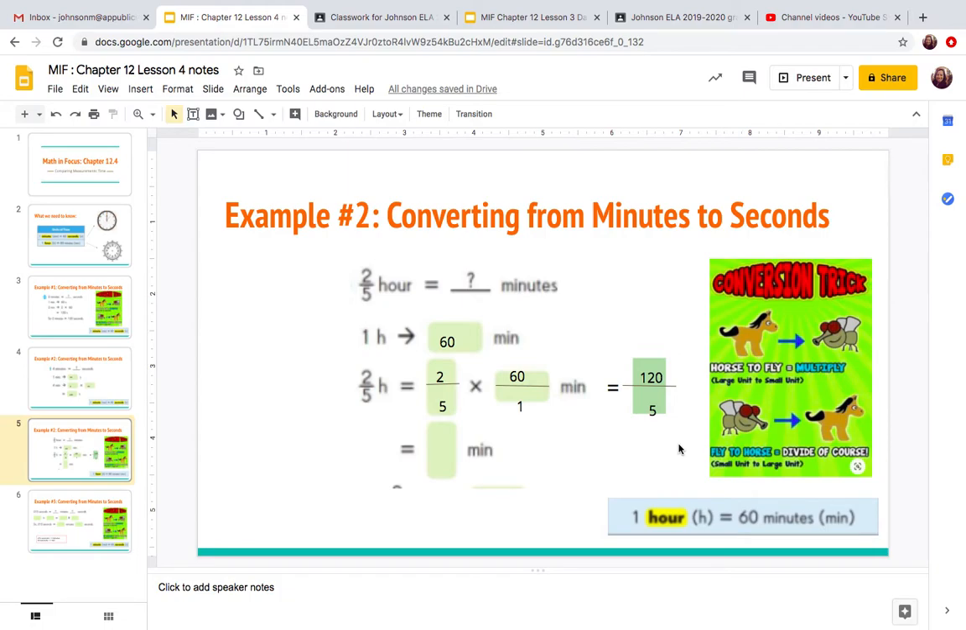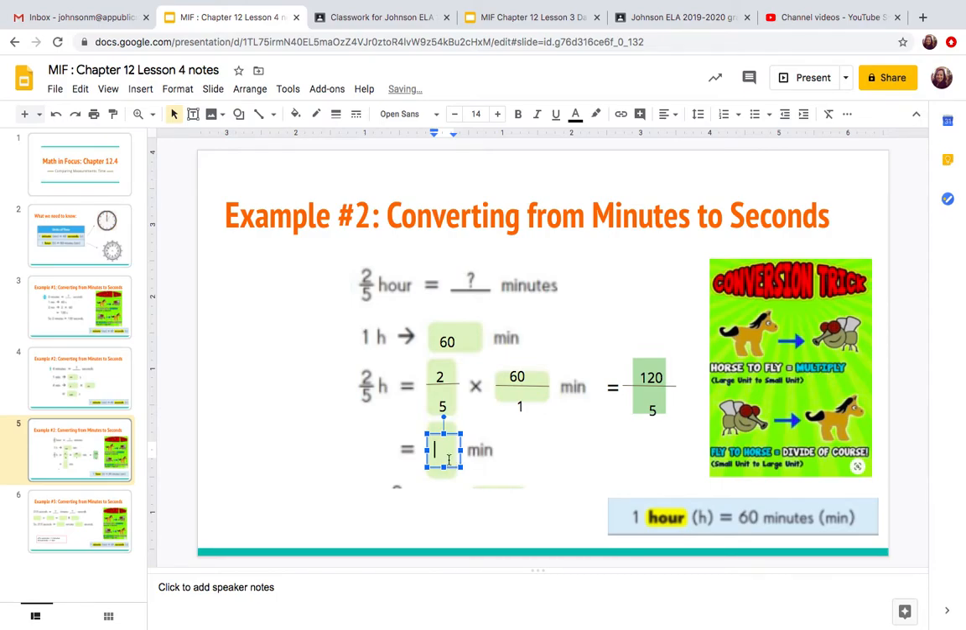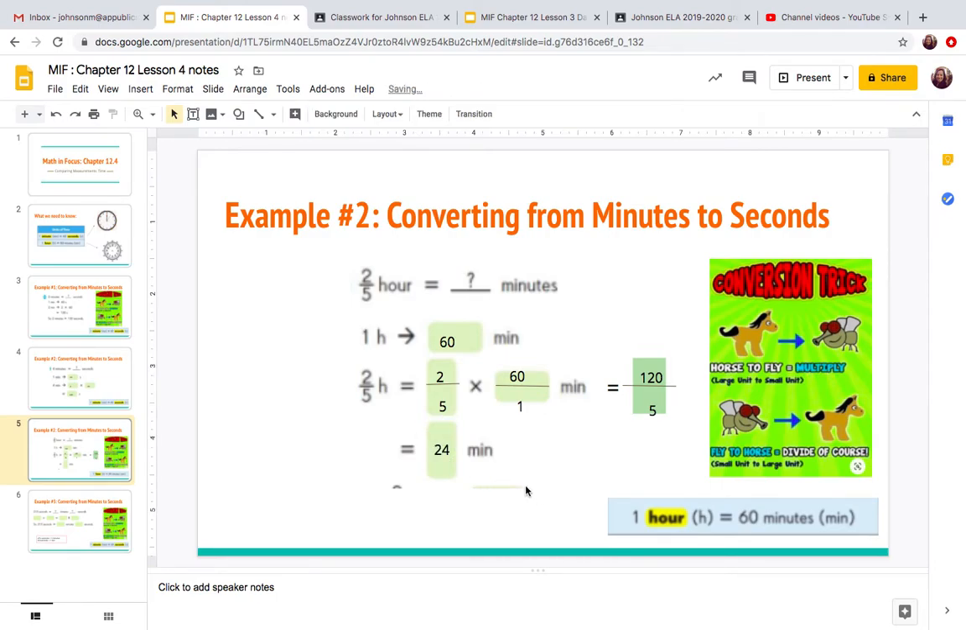Now here's going to be the tricky part. You're going to need to figure out 120 over 5, which is kind of like writing 120 divided by 5. So how many times can 5 go into 120? And if you want to, you can use a calculator. 120 divided by 5 is actually 24. So in 2/5 of an hour, we only make it through 24 minutes.